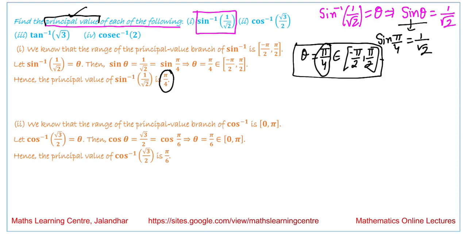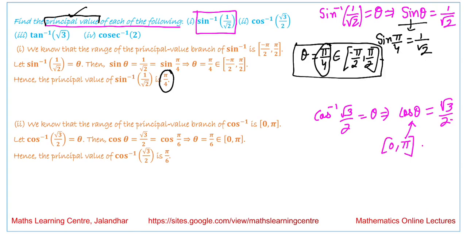Second is cos inverse of square root of 3 by 2. Let this be equal to theta. It means we are interested in those values of theta for which cos theta is equal to root 3 by 2, and which lie between 0 and pi. Cos theta attains the value root 3 by 2 for the angle pi by 6, and this angle pi by 6 lies between 0 and pi.